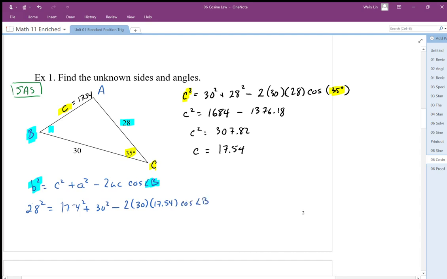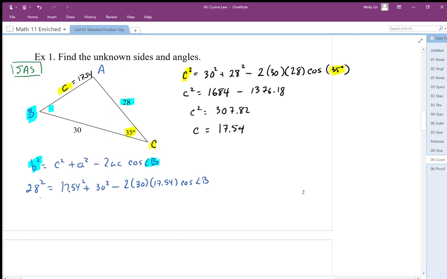Now notice that the only thing unknown in this expression is cosine of angle B, and if I find the cosine of angle B, I can solve for angle B. So first I solve for cosine of angle B, and I get 28 squared minus 17.54 squared minus 30 squared, all divided by negative 2 times 30 times 17.54. Putting that into my calculator, there's a lot of calculating there, so I have to be careful with my brackets and everything.